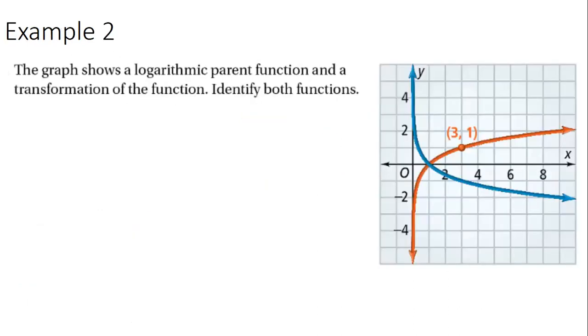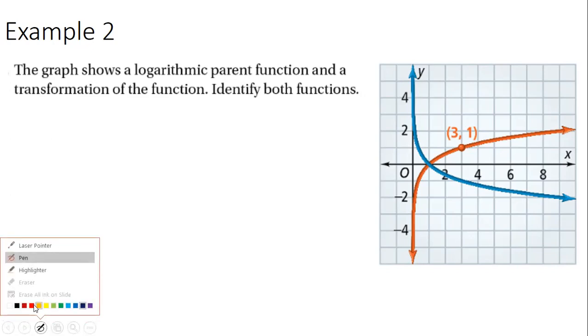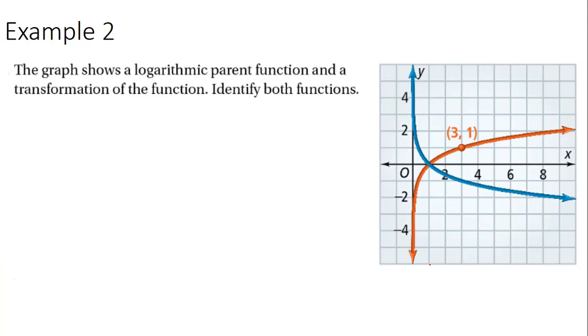All right, next example. Now we're going backwards. So now we're given the graphs, and it says that one is the parent function and one is the transformation. So looking up here, which is our parent function? The red one. This is our PF, our parent function, right? So in my case, it's red. Yours, I know, is not in color. That's our parent function.